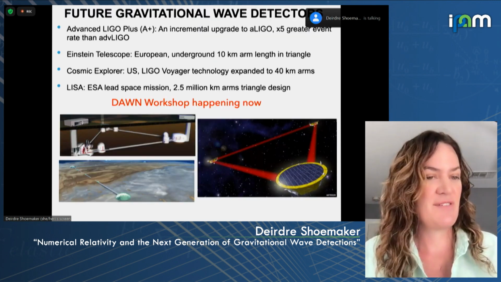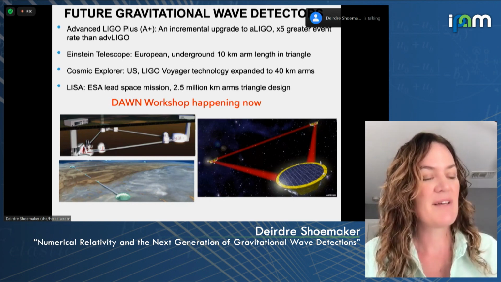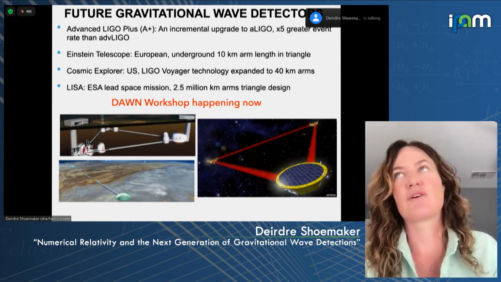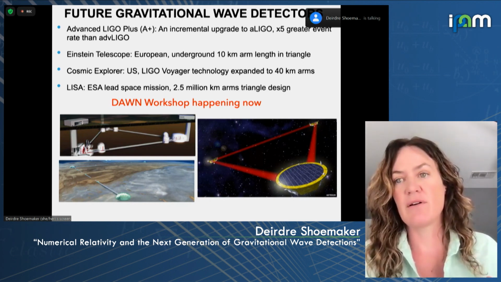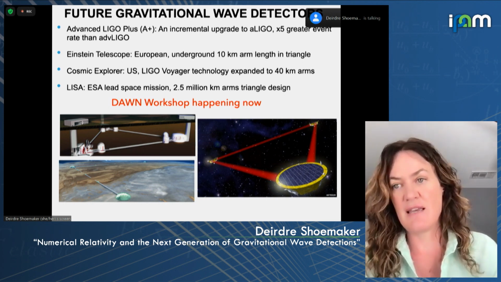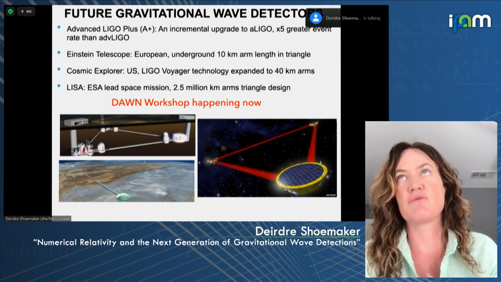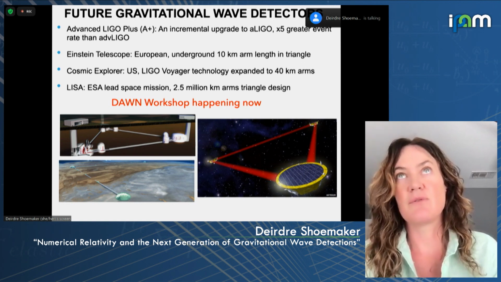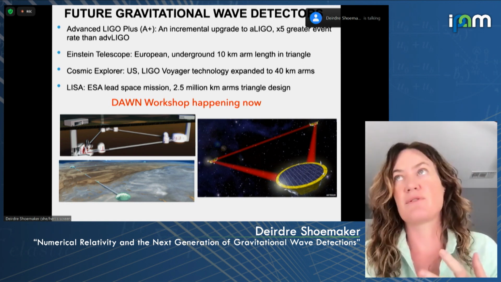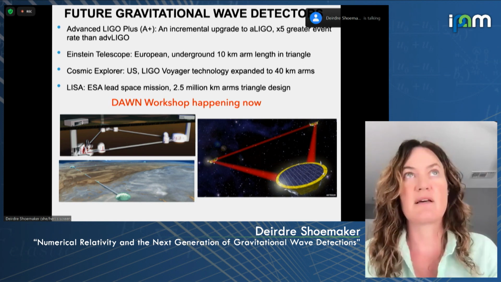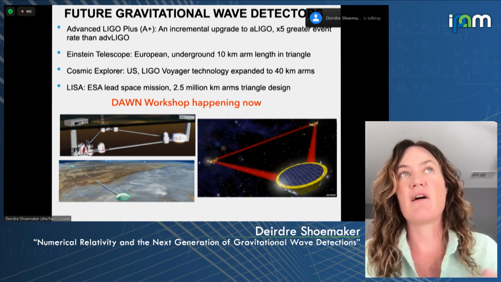Here are the future detectors, the pretty pictures for the future detectors. We have the current infrastructure of LIGO, holding it the same length and just doing upgrades to the mirrors, to the laser, what have you, squeezed light, etc. And so we call that, they call that Advanced LIGO or A+.